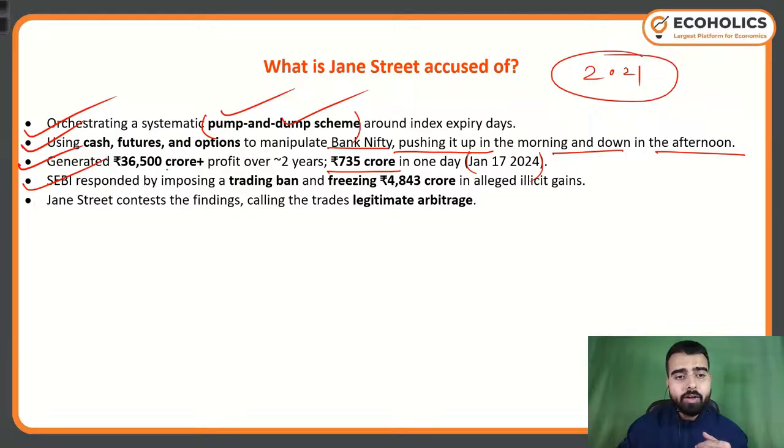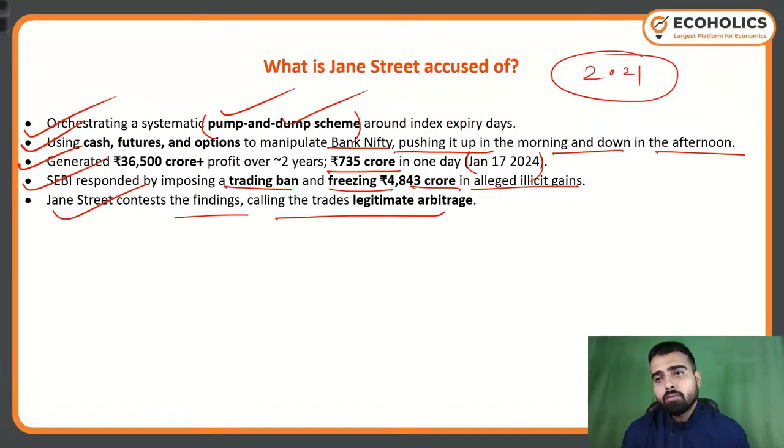Now SEBI responded by imposing a trading ban. As we discussed at the start of this discussion, they have imposed a trading ban and they have frozen 4843 crores in alleged illicit gains. Now, Jane Street contests the findings, calling the trades legitimate arbitrage. It means that in response to the interim decision of SEBI, Jane Street has said that what they have done was legitimate arbitrage. Whatever they have done is legitimate. There is nothing wrong in that. We will see what they are saying, what is the stand of SEBI, and what is the reality.